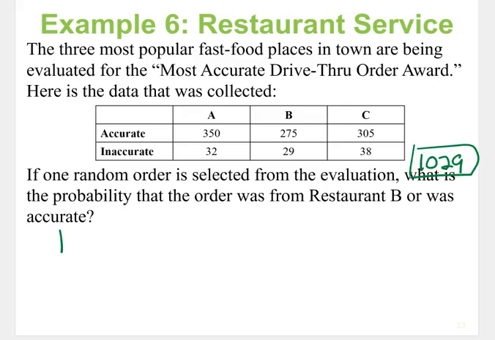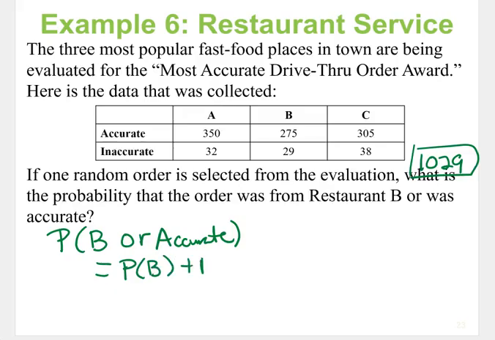All right, so we need to find the probability that it comes from restaurant B or it is accurate. Okay, are those mutually exclusive events? They are not, because you can order from restaurant B and get an accurate order. So that means we will have to use the whole formula. Probability that we get from B plus the probability that it's accurate, but we minus the overlap, so that it is B and it is accurate.